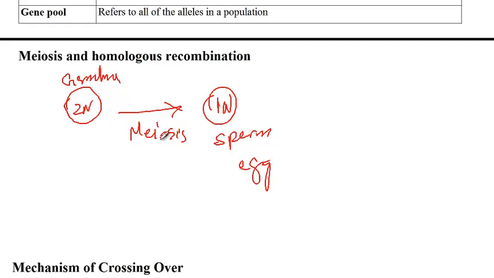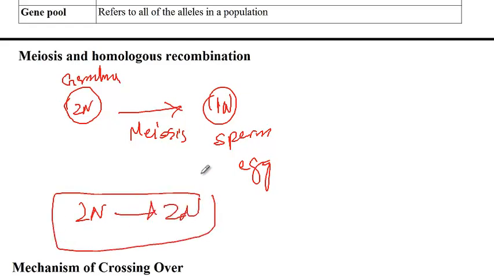But then, unlike mitosis, where 2N yields 2N, one other difference in meiosis is that during prophase of meiosis 1, homologous chromosomes will undergo recombination or crossover, and consequently there would be genetic exchange between chromosomes. This process will lead to variability in the type of sperms and eggs that are being produced. Okay, so here let me show you an example.